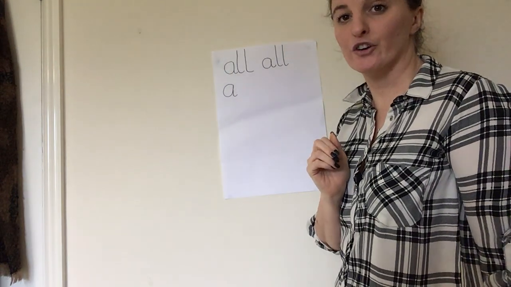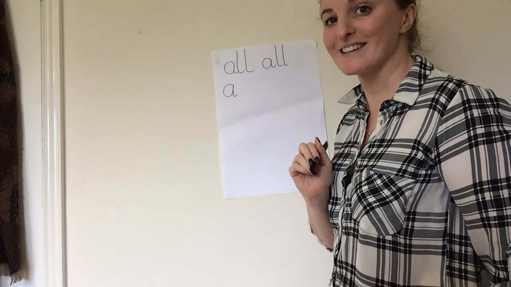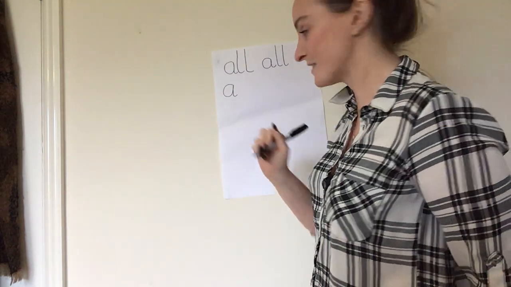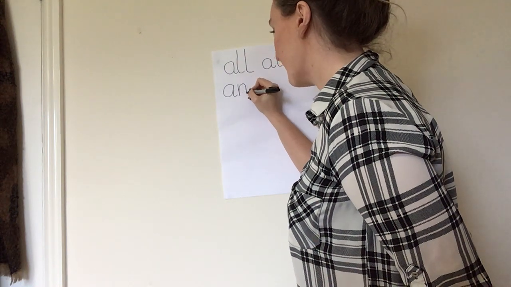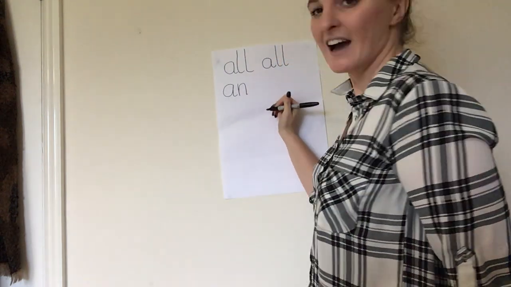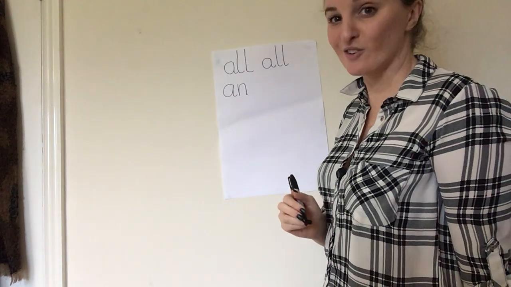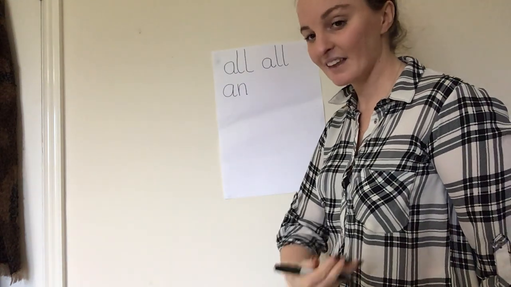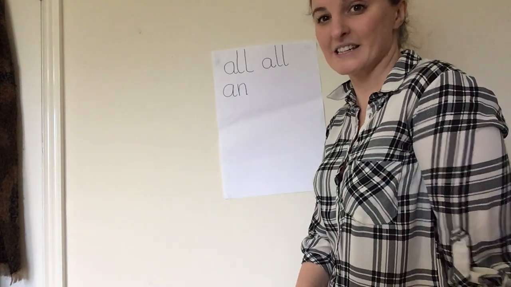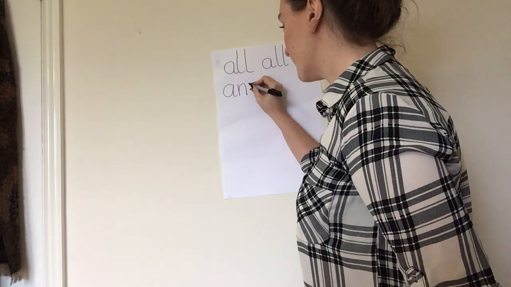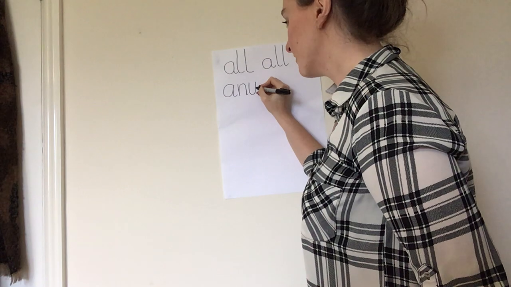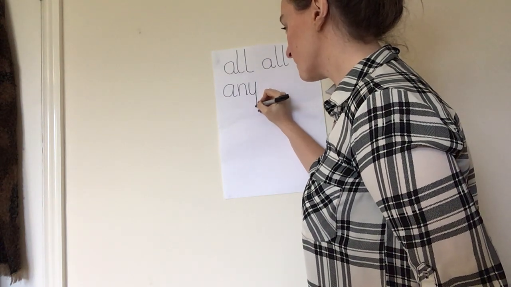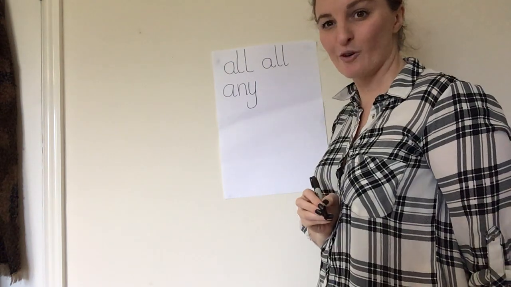Then an N. The N is the same height as the A. It's not a tall letter. So it goes down, up, around, off. And then your Y. Y is not a tall ladder letter. It hangs down. It has a monkey tail. So the top bit goes down, up. Don't take your pen off. And you bring it all the way down and give it a tail for any.